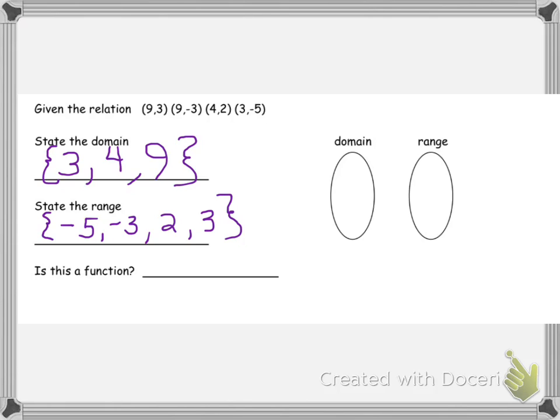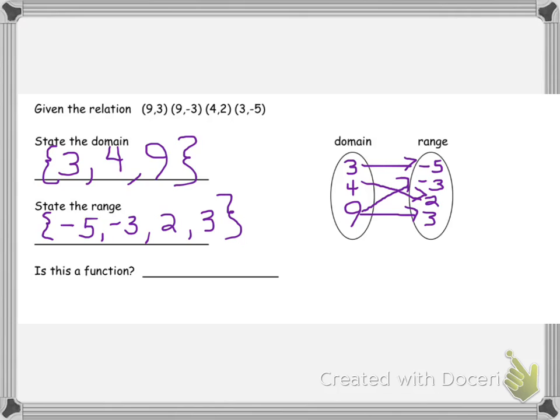I wanted to use this example to show you what a mapping looks like. With a mapping, you take the elements in the domain and list them in one of the ovals, and the elements in the range in the other oval. And then you use lines to show the correspondence between the elements in the domain and the range. For example, 9 is matched with 3 and also with -3. 4 is matched with 2, and 3 is matched with -5.